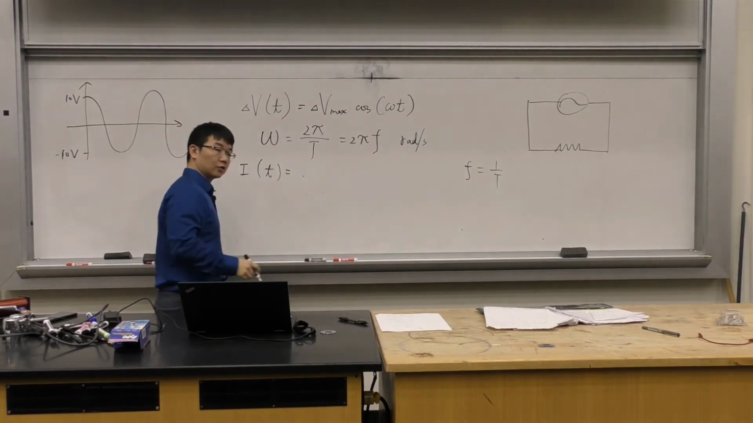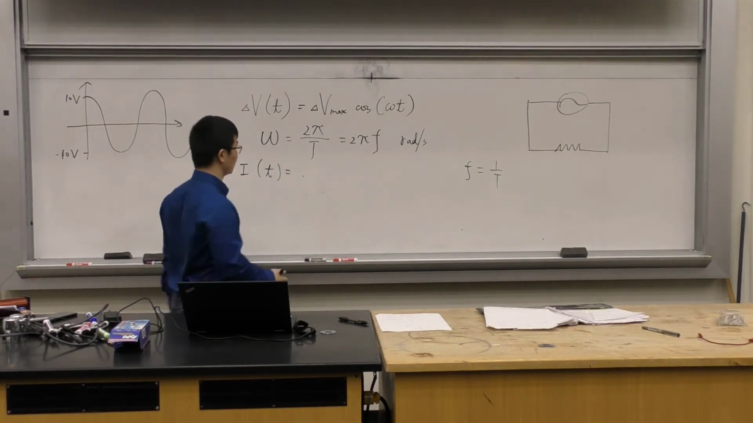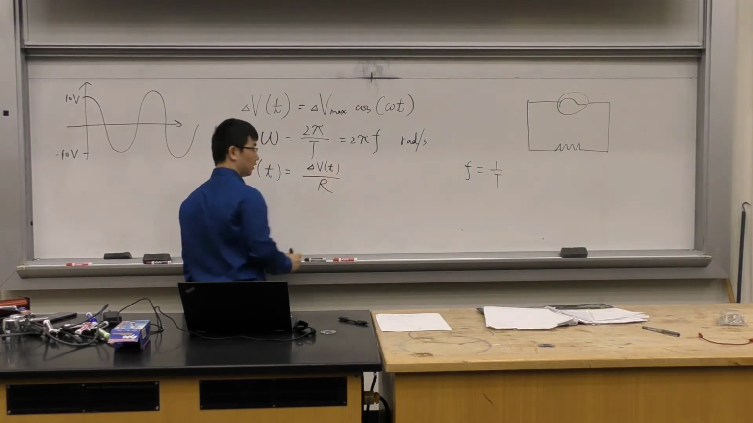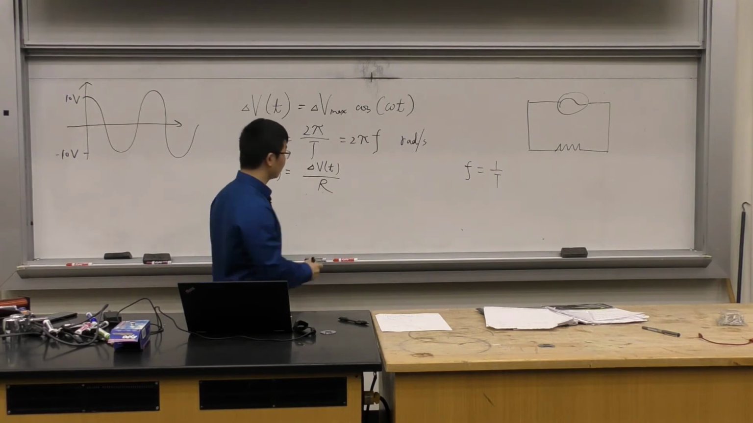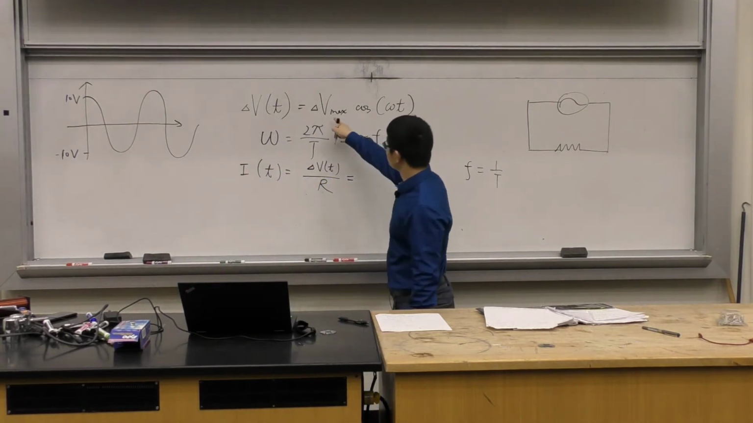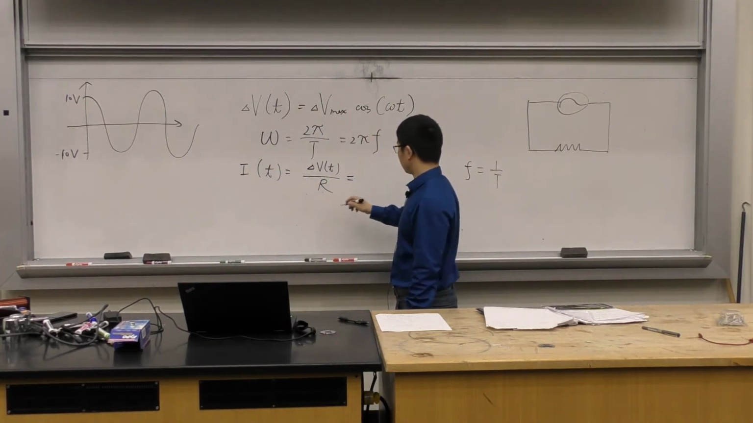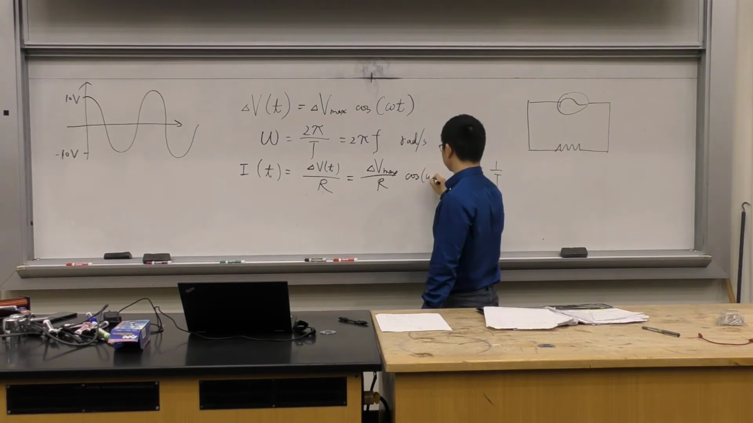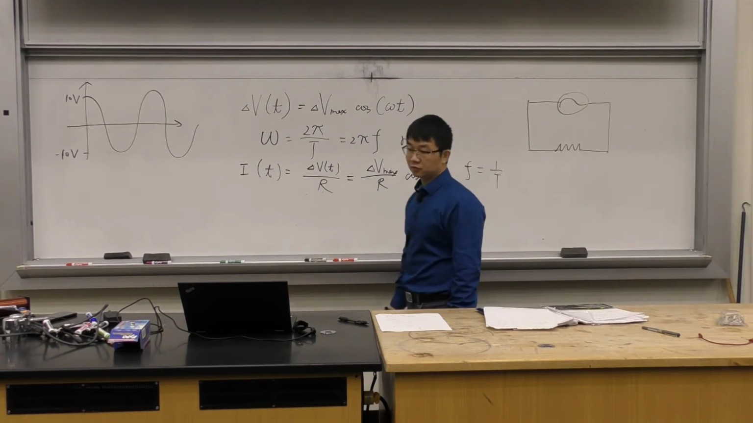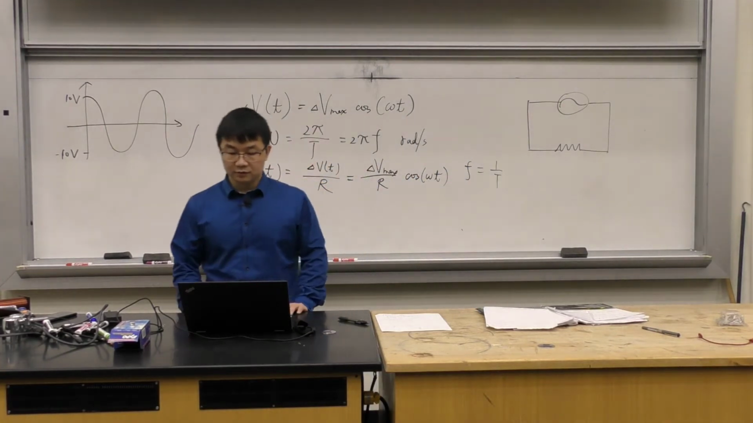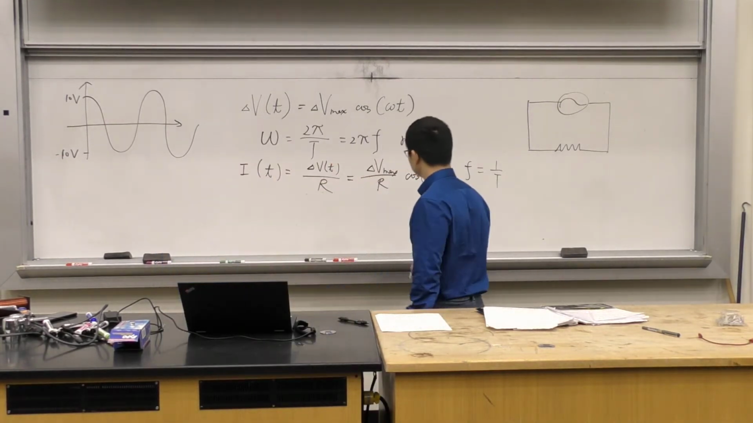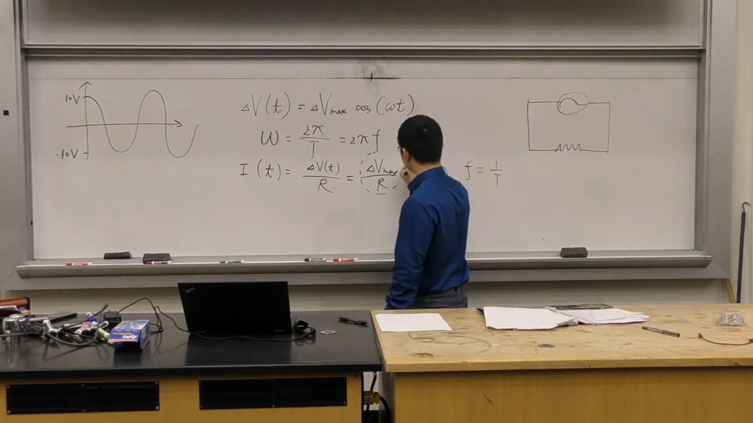So the current is also going to be changing, right? Because the voltage is changing. So you just do voltage divided by resistance. Nothing special, right? Then you can just divide this whole function by this R. What do you get? You just get V max over R, and then still times this cosine function. So the current you get is also going to be a cosine function, right? And then we usually just call this guy I max, right?